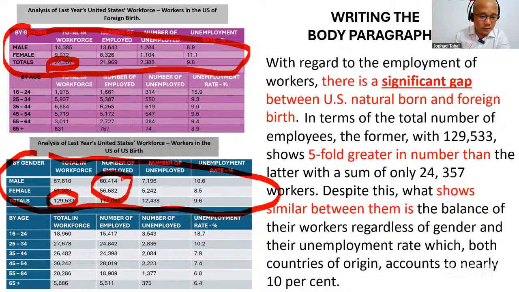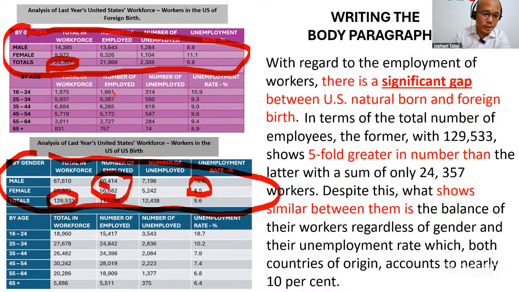Male and female only show differences of 56,000 female and 60,000 male workers. And their unemployment rate also doesn't show a very big or significant gap.